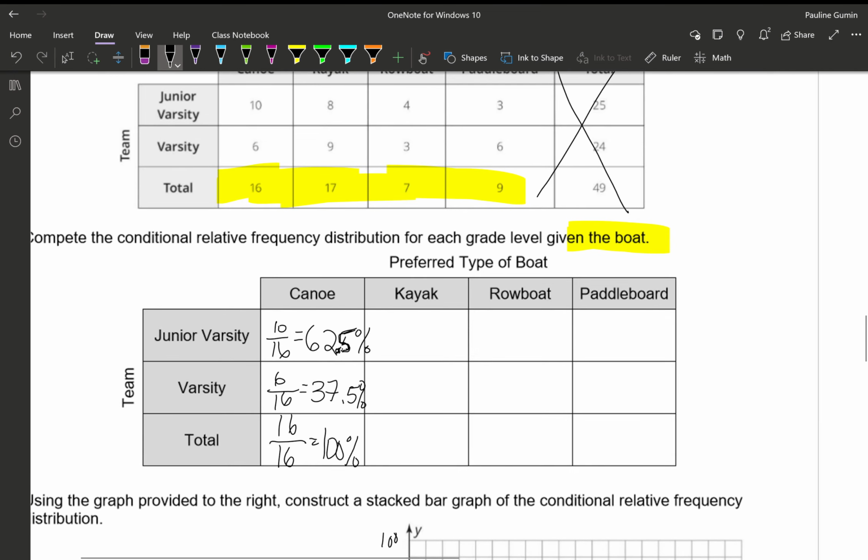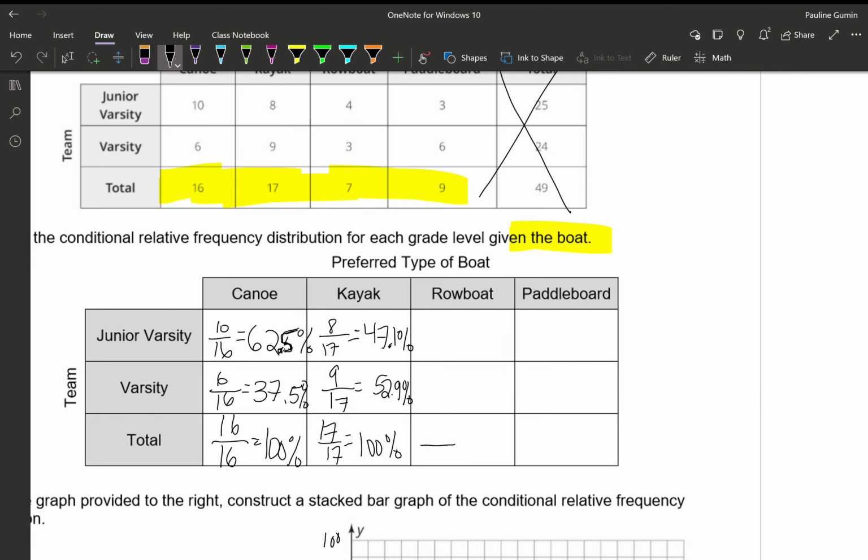I'm going to have to zoom in a little because my handwriting's not fitting in. We had 17 for kayaks, so that's 100% in that column. All right, so junior varsity, 8 out of 17. Menu 21, enter, multiply by 100, 47.1%. And there were 9 out of 17 for varsity, 52.9%.